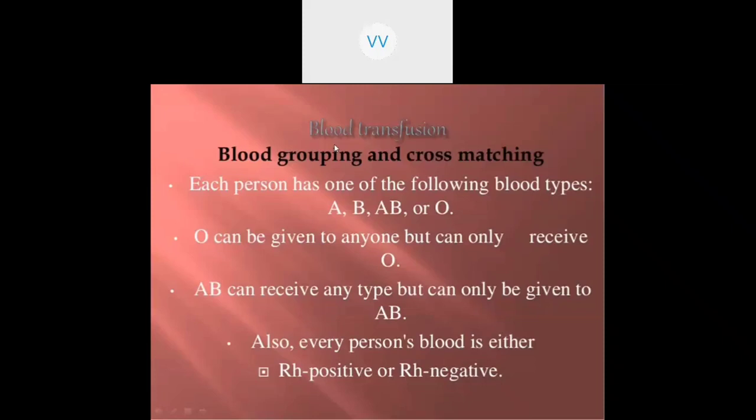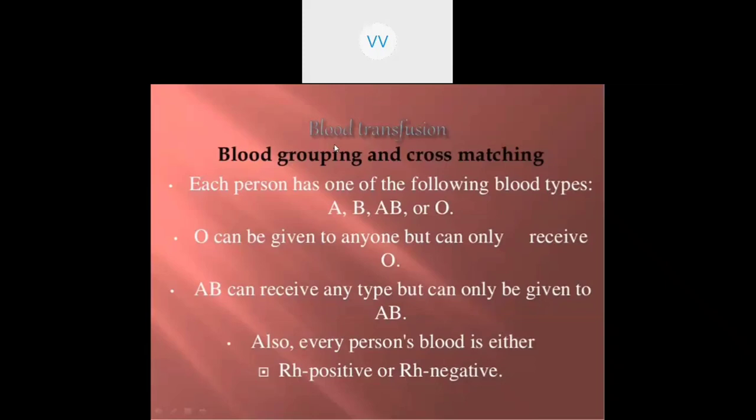AB can receive any type of blood and can only be given to AB. AB is the universal recipient. AB can receive any type of blood group. It may be A, B, O, any type of blood group. They can be given only the same blood group.